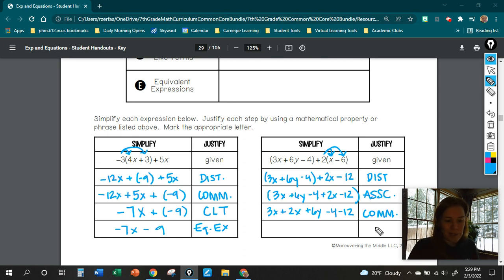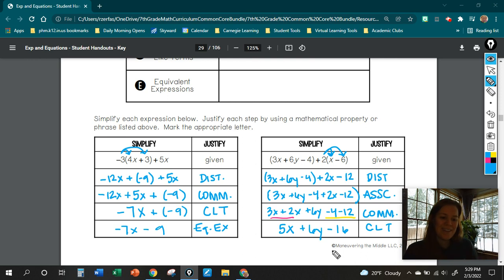All right, so now I'm just going to use combining like terms to put together all the terms that have the same variable raised to the same power. So when we do that, we have 3x plus 2x, which is 5x, plus 6y. And then this very last bit, you treat it like negative 4 minus 12. So we're starting at negative 4 on the number line, and we're subtracting 12. So we're getting even further negative to negative 16. And that's as simplified as this problem can get.